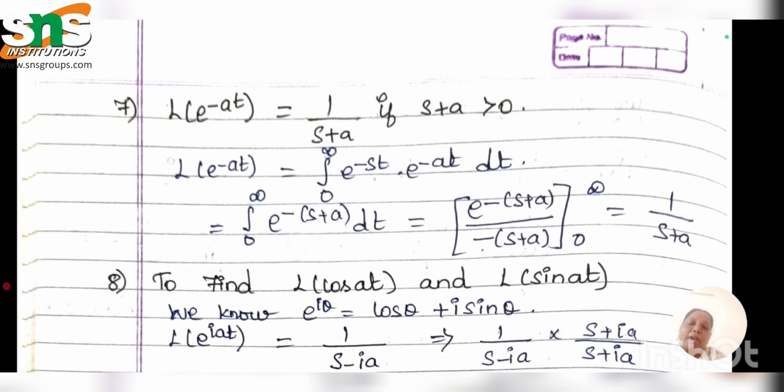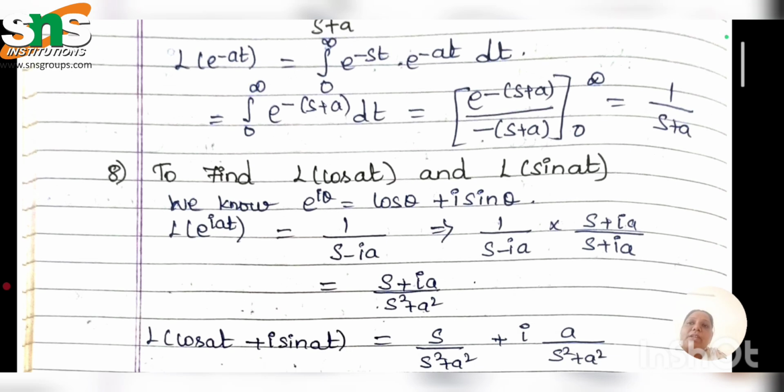We are going to substitute the limit values 0 and infinity. First we substitute the upper limit and then the lower limit. By substituting the upper limit, we will get e power minus infinity, which is 1 by e power infinity, which is 0, and then we will get e power 0. We know the value of e power 0 is 1. So we will get minus of minus 1 divided by s plus a, which is nothing but 1 divided by s plus a. Hence we have proved that.